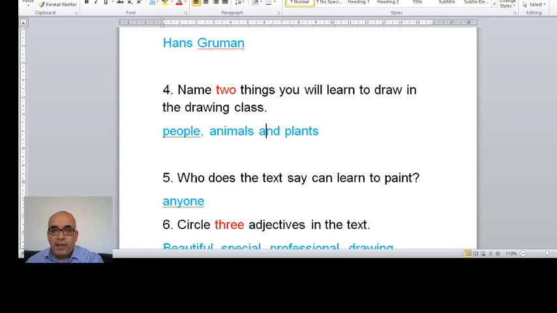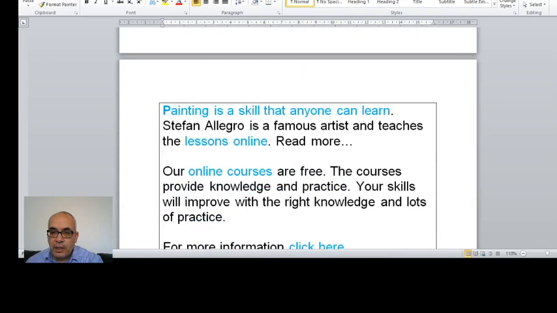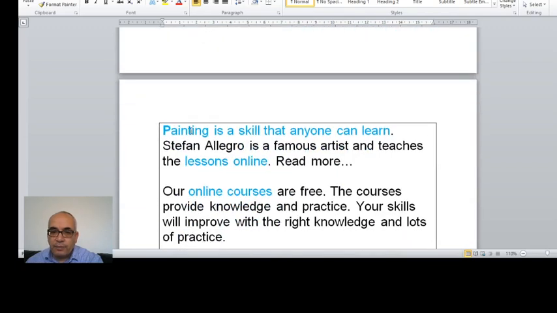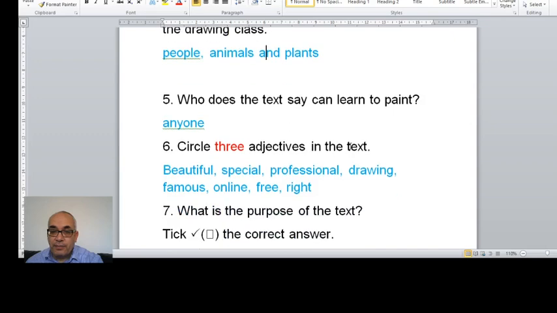Now, who? Again, I am asking about the name of a person. Who does the text say can learn to paint? So I'm going back to the paragraph on painting and I have to look for the name of a person. Okay. Thus, painting is a skill that anyone can learn. That here means which. A skill which anyone can learn. So who can learn painting? The answer is anyone. And here it is.